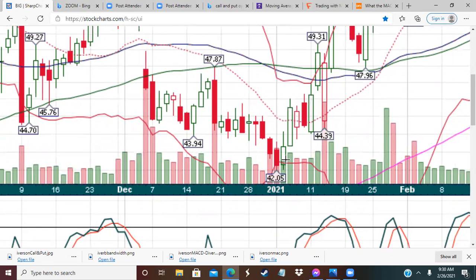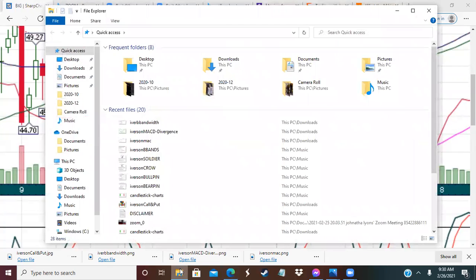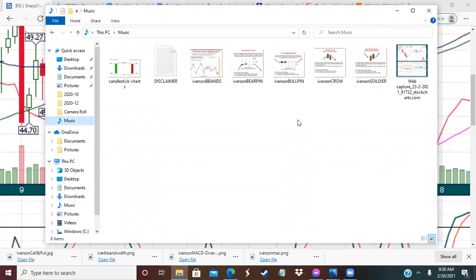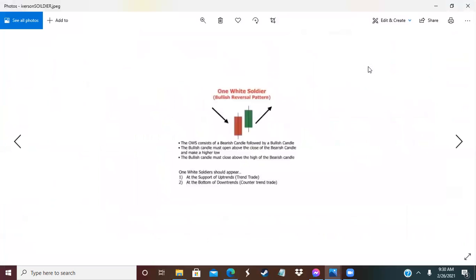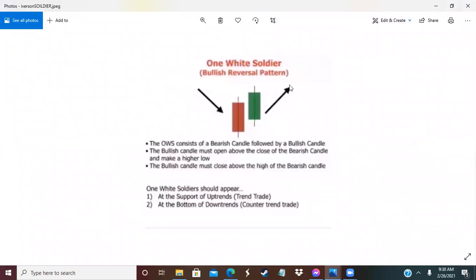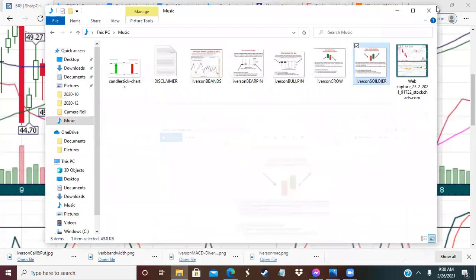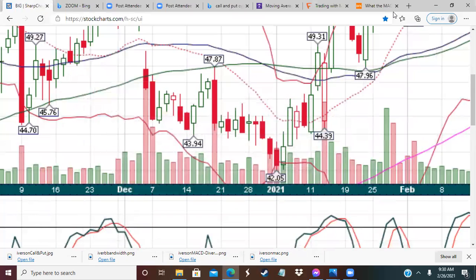Well, if you said that there's a soldier pattern happening here, you would be absolutely right. That soldier is happening right there. I'll show you a picture of it again. Just talked about it. There it is. You've got the red bar, the downward momentum, the red bar, followed by the green bar. And that soldier is happening right here with Big Lots.